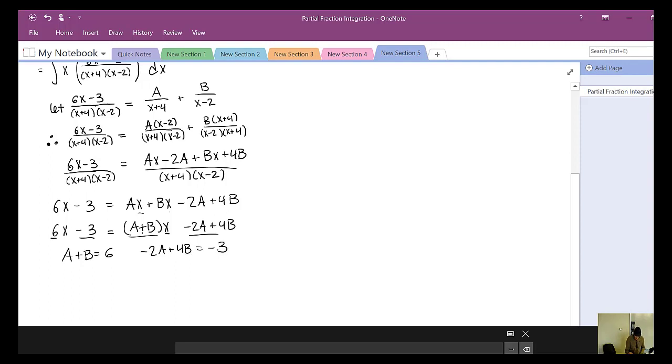From there, let's say a equals 6 minus b. So then we have negative 2 times (6 minus b) plus 4b equals negative 3. Let's do some simplification steps. That's good.